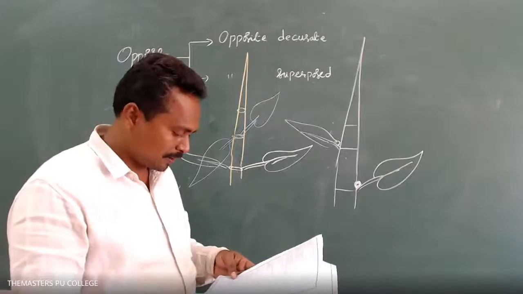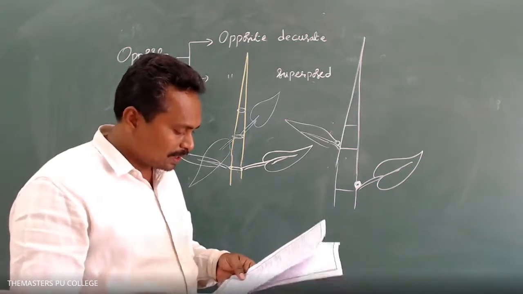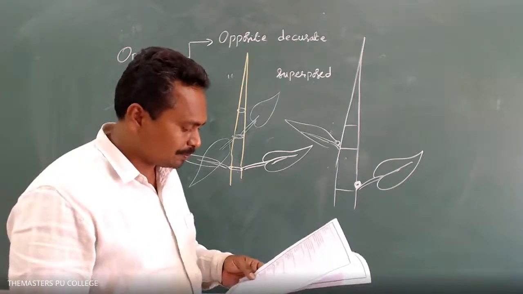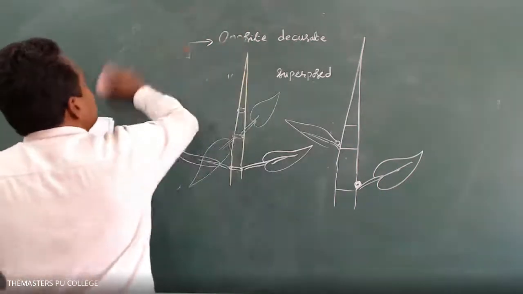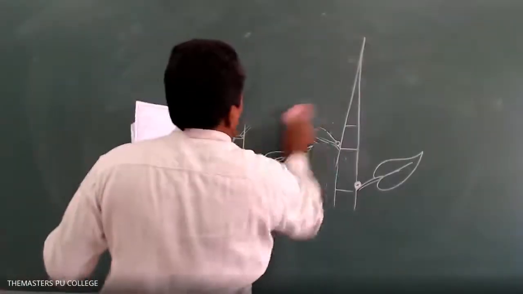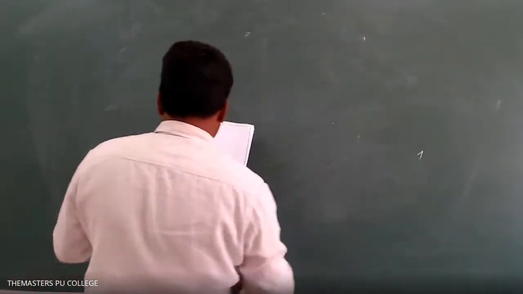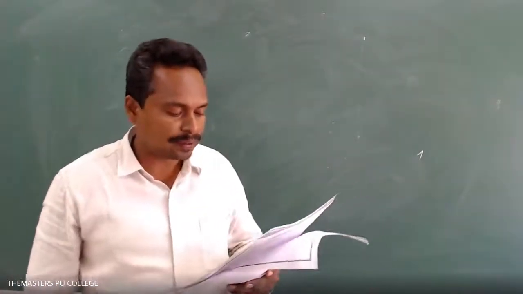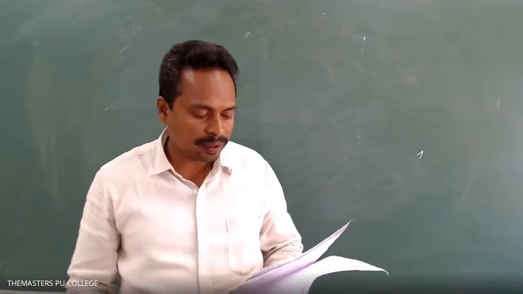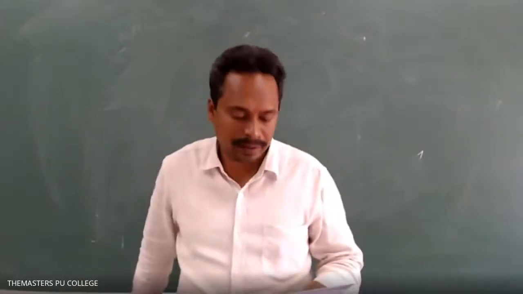Okay, you're welcome. Next, twisted estivation is found in. What are the given options? Option one is China rose. Option two is lady's finger. Option three is cotton. Option four, all of them. All of the above, sir. All of the above. The fourth option is the correct answer.